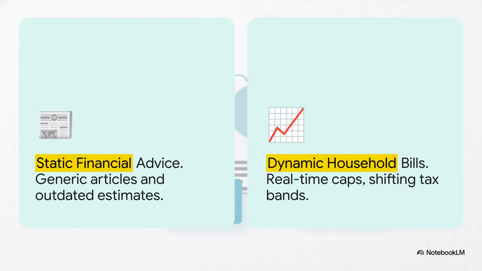And that right there is the fatal flaw of traditional platforms. On one side, you've got static financial advice, generic articles with outdated estimates that were probably written 6 months ago. But on the other side, you have dynamic household bills. We're talking real-time Ofgem energy price caps, shifting HMRC tax bands, localized council tax rates. Your household bills are changing constantly, but standard blog advice is frozen in time. It is a fundamental mismatch.